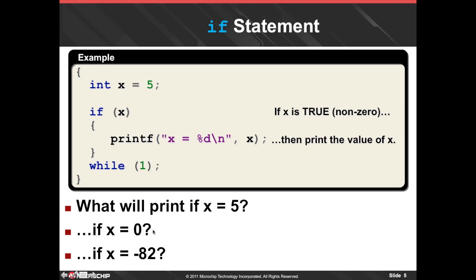Next example: what will happen if we assign a value of 0 to x? Well, x is 0, therefore it's a 0 value, therefore it must be false. So if this is false, then nothing gets printed. And then finally, if x is assigned a value of minus 82, well, minus 82 is a non-zero value. Therefore, this statement is true, and it will print x is equal to minus 82.